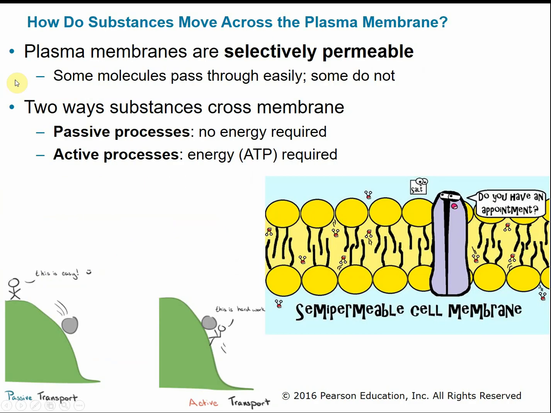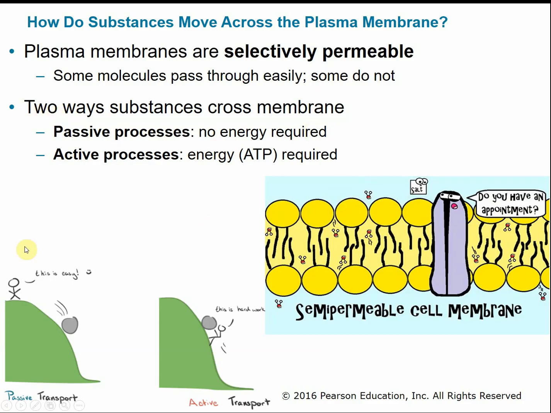So how do substances move across the plasma membrane? We said it was selectively permeable. So permeable just means that something can pass through something else. So selectively permeable means that some things can pass through, some things can't. So there's two ways that substances can cross this membrane.